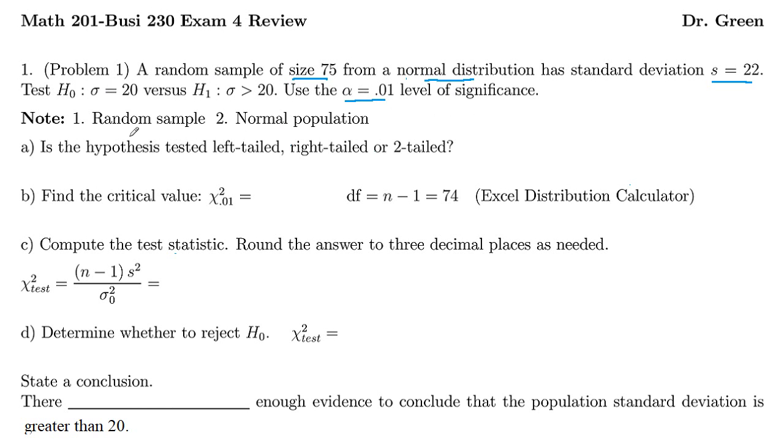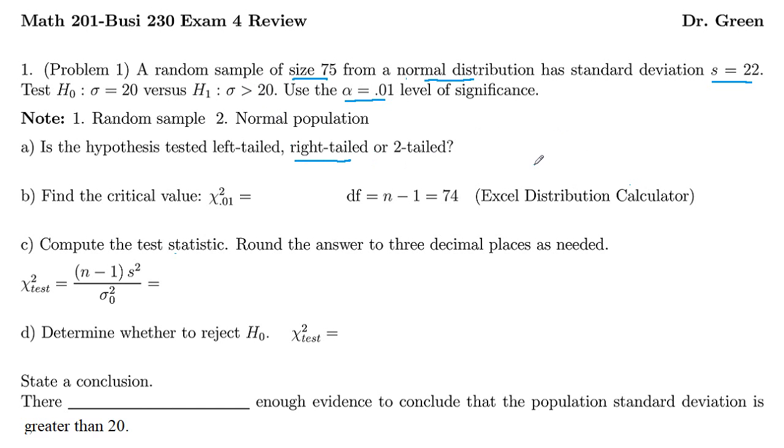We'll notice first here that we have a random sample that's given right here, and that our sample is coming from a normal population. It's normally distributed. Those are the test requirements. So we want to keep in mind that the test requirements need to be satisfied. So the first question is, is this hypothesis test left-tailed, right-tailed, or two-tailed? Well, you look at the alternative hypothesis, sigma greater than 20, so greater than goes with a right-tailed. So this is a right-tailed test.